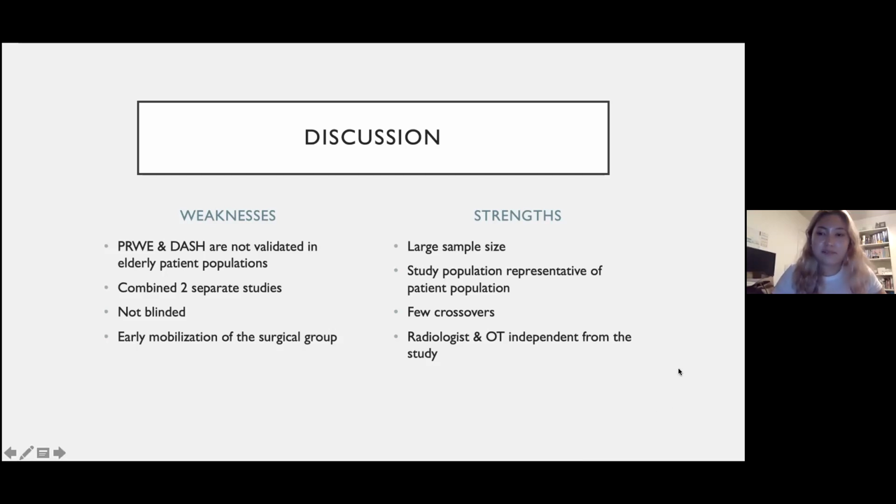And then in terms of strengths, there was a fairly large sample size that is representative of the patient population. There were only 2 patients that crossed over from non-operative management to surgical management, which is really good. And the radiologists and occupational therapists that did all of these ratings were independent from the study, even if the surgeons were not. So those are some strengths. And I believe that is it.